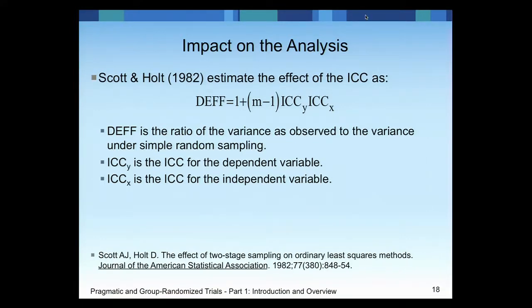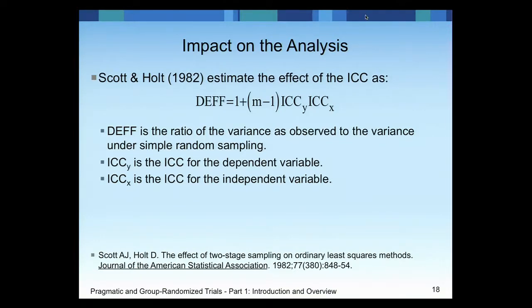That's the one that I've been talking about so far. ICC sub x is the interclass correlation for the independent variable, and we usually don't talk about it, but it's there in the general form of the equation. The reason that we don't usually talk about it in a group randomized trial is that the ICC sub x is always 1 in a group randomized trial. And that's because everybody in the same group gets the same intervention, and so they all have the same value on the independent variable.